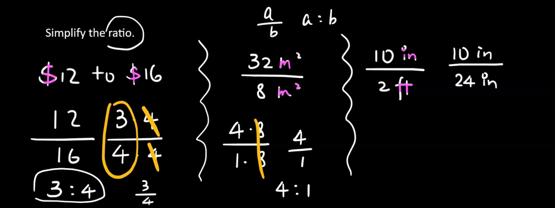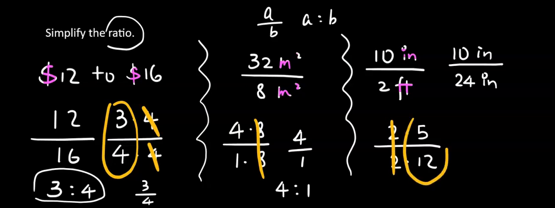All right? Now, 10 is 2 times 5. 24 is 2 times 12. 2 divided by 2, that is 1. And we have 5 to 12. You can write down 5 to 12. You can also say 5 to 12.